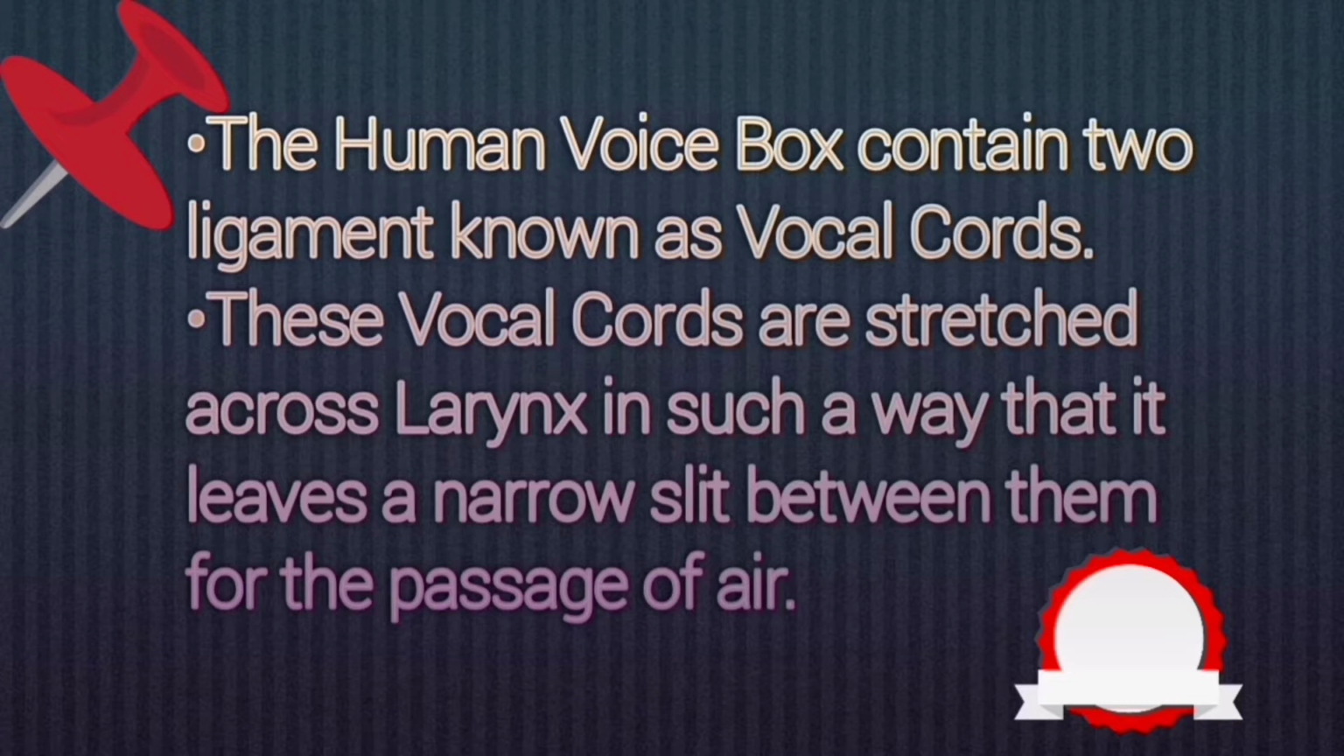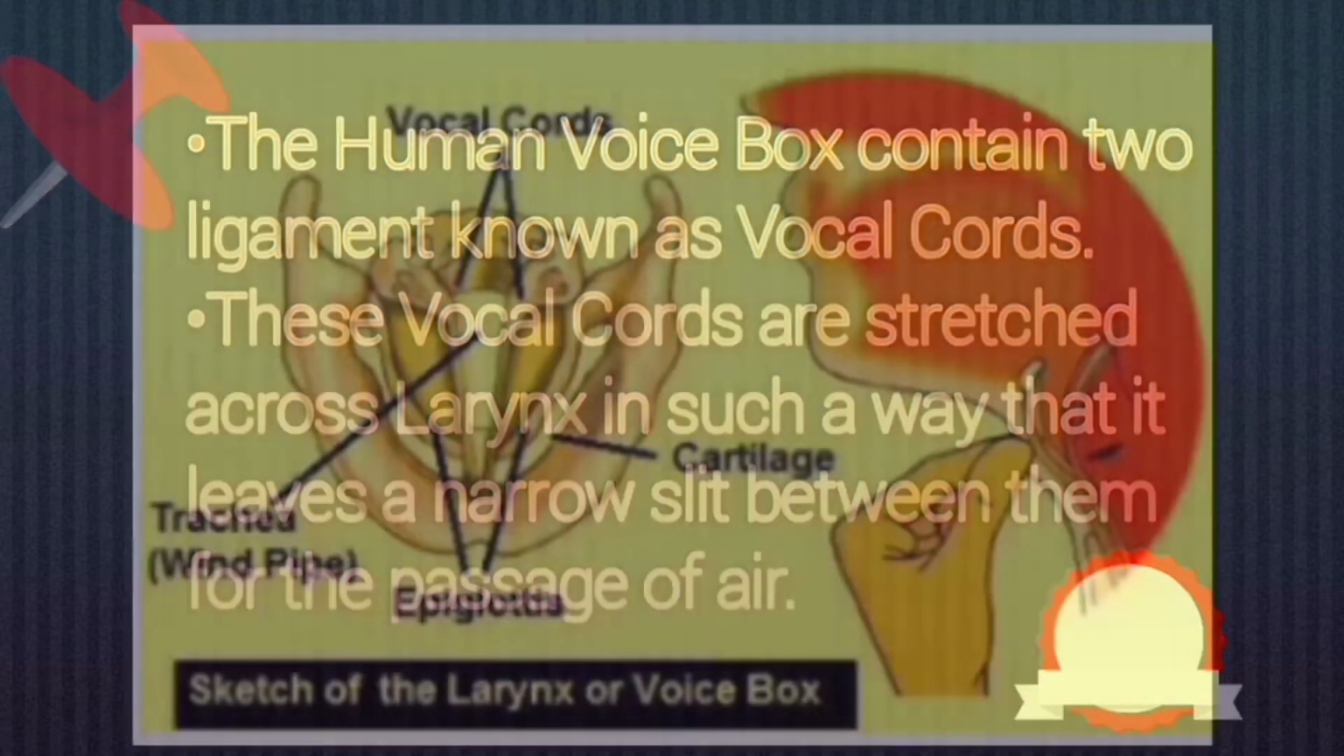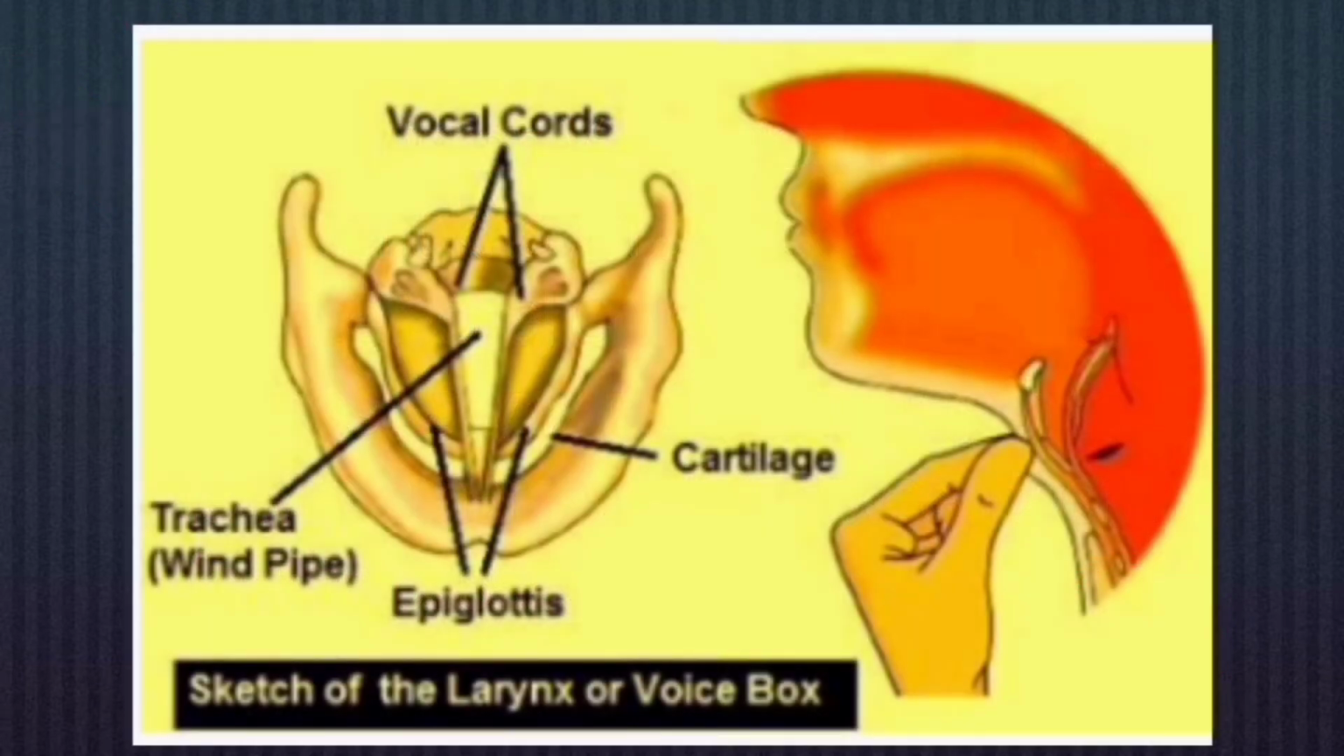Can you suggest how we produce sound? Actually, when we speak, air comes inside our body through the mouth. The vocal cords are stretched in such a way that they leave a narrow slit. The air passing through this narrow slit makes the vocal cords vibrate. And as we know that a vibrating body produces sound, in the same way, vocal cords vibrate and create various kinds of sound. Now a sketch of the larynx or voice box is given here.